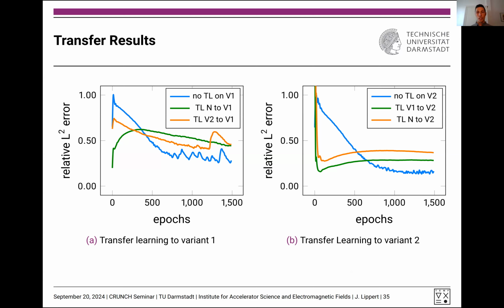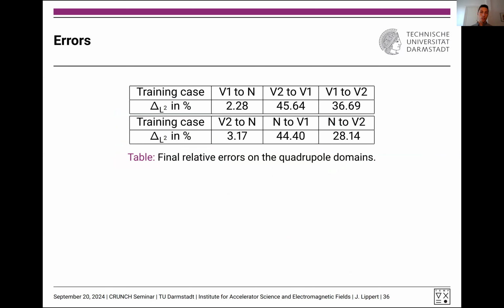And on the right-hand side, we have also a quite interesting behavior. Here it converges quite fast until one point where it starts to grow again, and then stops at a higher error than the case without any transfer learning. And this is also the case for the final errors. So for the nominal case, it's quite good. However, for the other 2 cases, way too high.